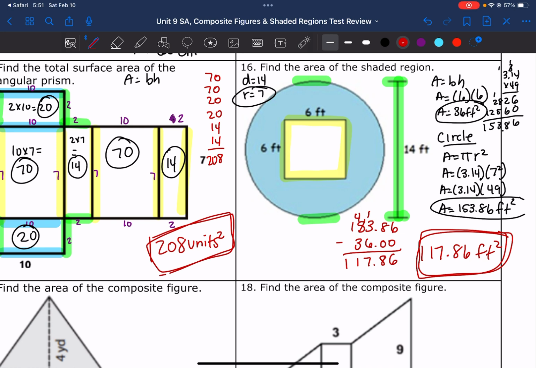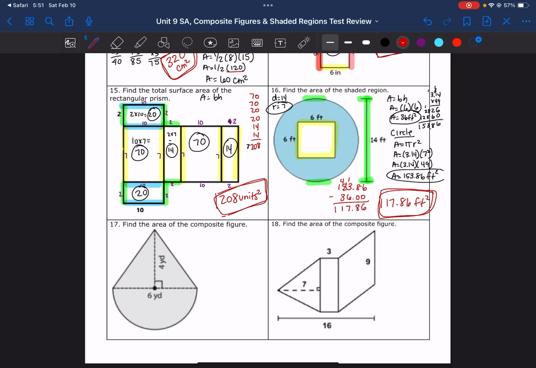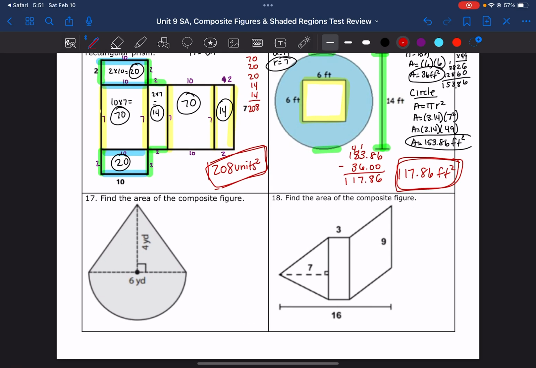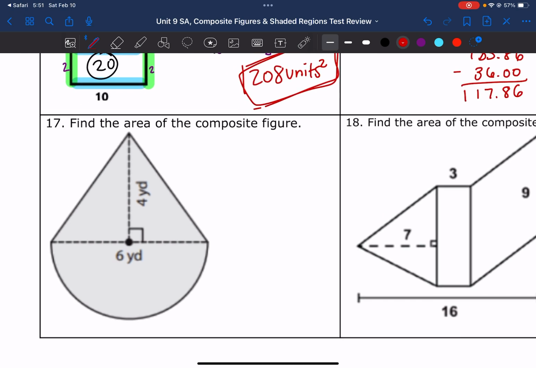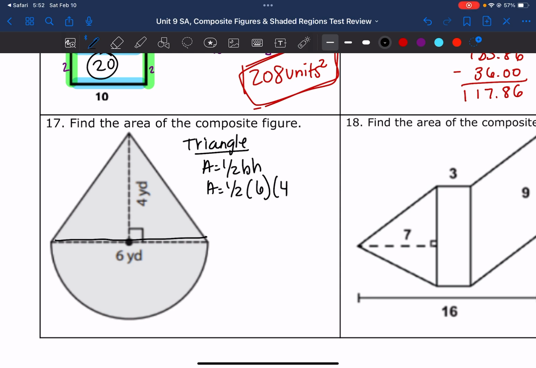Okay, so then here, let's go ahead and move on to the next question. All right, the next two, and I think it's our last two, are composites. They're both the same color, okay? So we're going to add them. We're going to find their areas and then add them, okay? So here we have a triangle, which is going to be 1/2 base times height. Base of the triangle is 6. Height of the triangle is 4. 6 times 4 is 24.